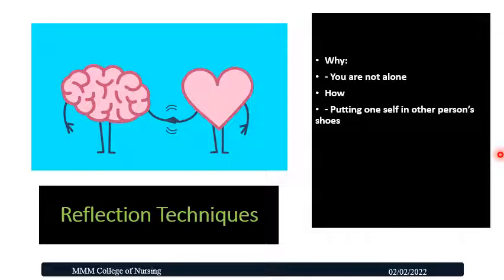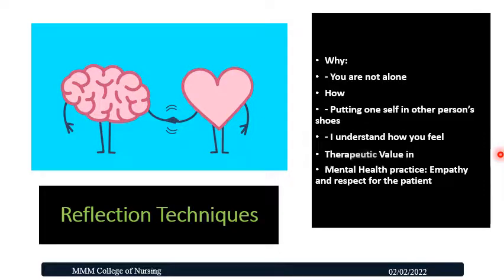Say, for example, a conversation goes like this. The nurse says, you are feeling tense and anxious and it is related to a conversation you had with your husband last night. So here the nurse says, I understand how you feel. So the therapeutic value here, in mental health practice, is that it signifies empathy, interest and respect for the patient.